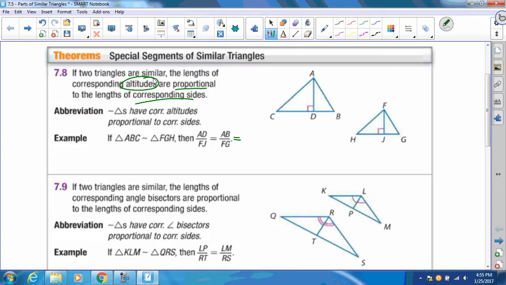I could also pick AC over FH. Again, there are different ways that you could write this. I could also do AD over AB, just pick two from the same triangle, and then put the other altitude on top, FJ over FG. So again, remember with proportions, it is interchangeable and could be written differently.